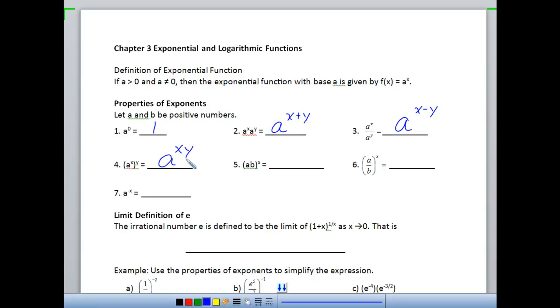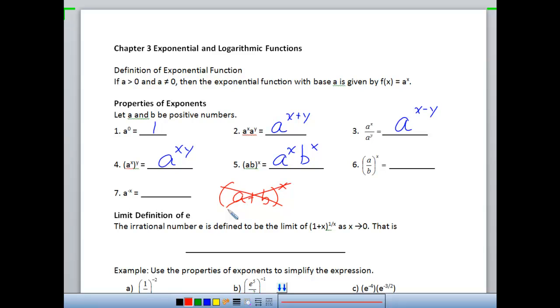All right. Then we've got a times b to the x. This is where we get a to the x times b to the x. And I like to make a point here that there is no rule up here for a plus b to the x. Sometimes people like to distribute the exponent over a sum. There's no rule that allows us to do that. The only time we can distribute that x is when it's over factors like it is here. So a times b to the x is equal to a to the x times b to the x.